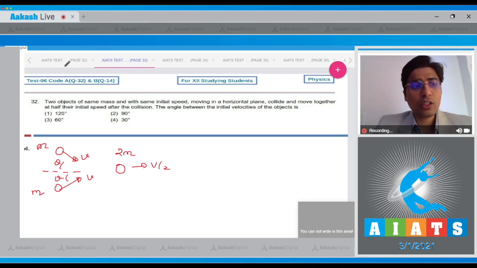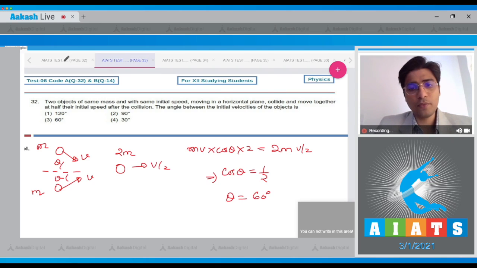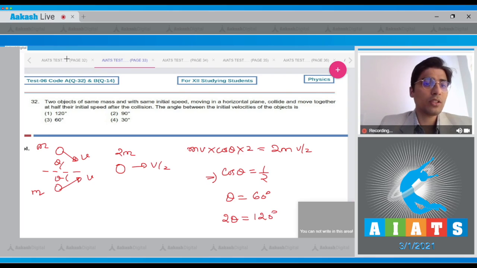From the linear momentum conservation, we can write down that mv into cos theta multiplied by 2 will be equal to 2m into v by 2, that is in the horizontal direction we have conserved the linear momentum. So this means that cos theta will be equal to half or theta will be equal to 60 degrees. 2 theta, that is the total angle between the velocities, will be 120 degrees. And hence for this question the correct answer is option number 1.